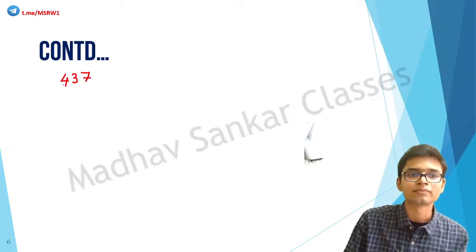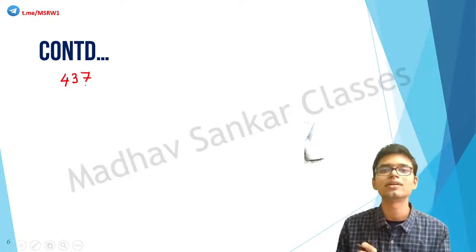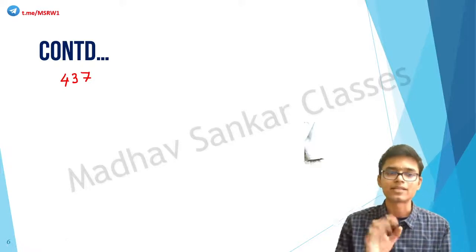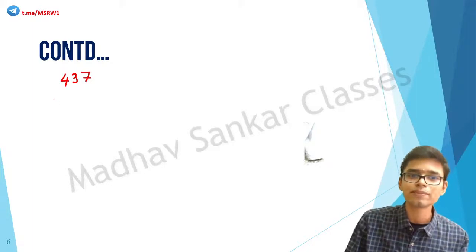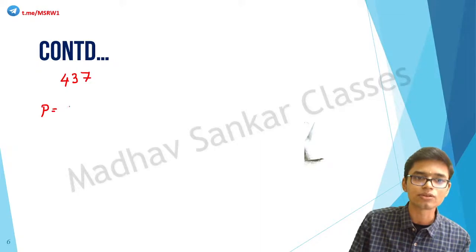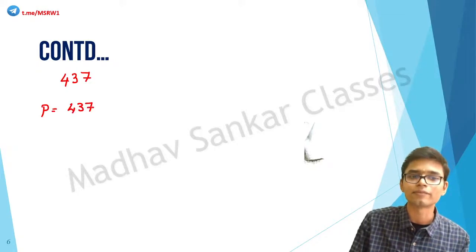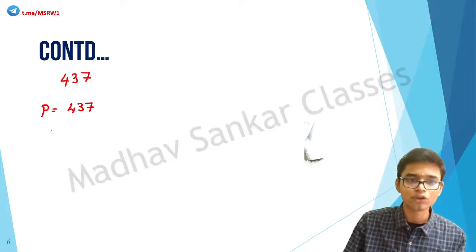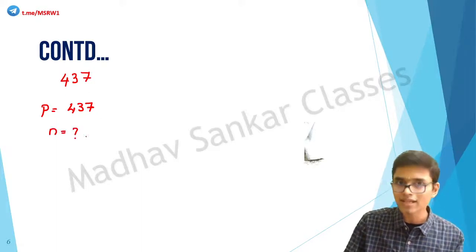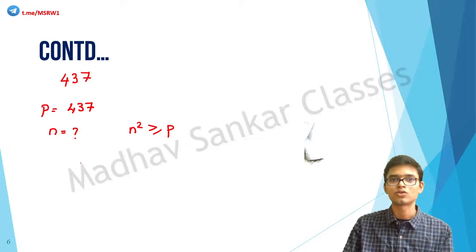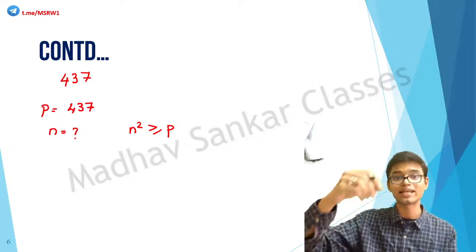437. This is the question. Check whether this number is a prime number or not. Okay, let's see. What is the first step? We have to identify P and N. So given number is P. Okay, so P is equal to 437. Our first thing is to find the value for N such that N square is greater than or equal to P.